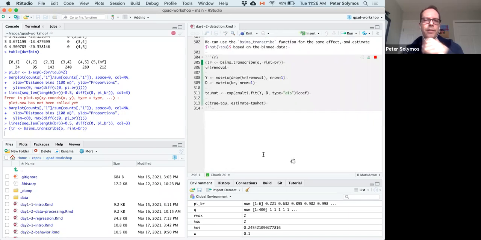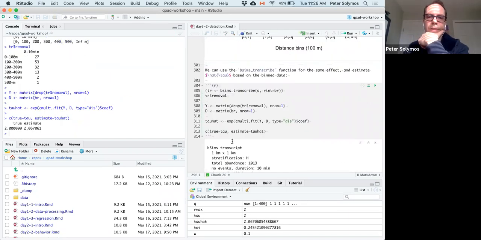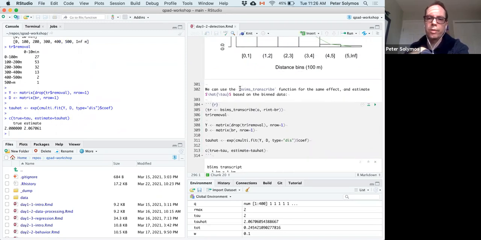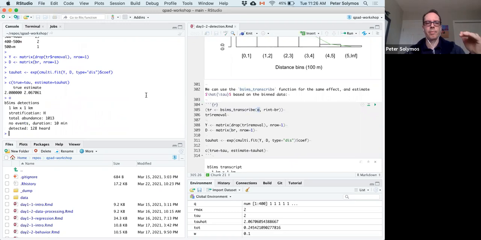So finally, we get to the last layer of our simulation, which is called BSIMS transcribe. And this is where we can take this input object O, which was, we did the detection, specify the distance function. So we have now total abundance, and out of those, slightly more than 1/10 were detected. And we haven't really specified in which way, and the default is just heard. So that's why we heard them instead of visually detecting them.